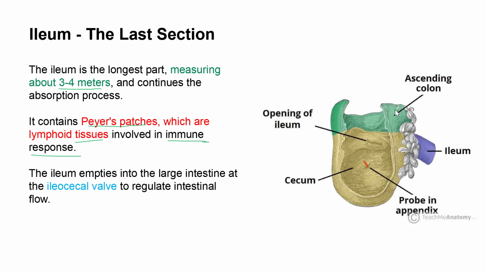And as we can see, this is the ileum, which we can see clearly from here. It is very long, about 3 to 4 meters, and it continues with the nutrient absorption process. It contains Peyer's patches, and the major importance of the Peyer's patches is that they contain lymphoid tissue, and the major function of this lymphoid tissue is involvement in the immune response.